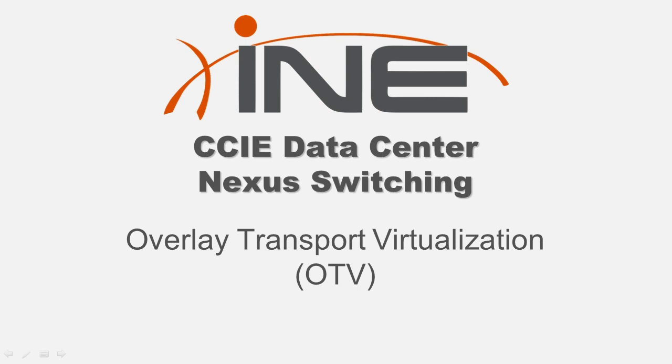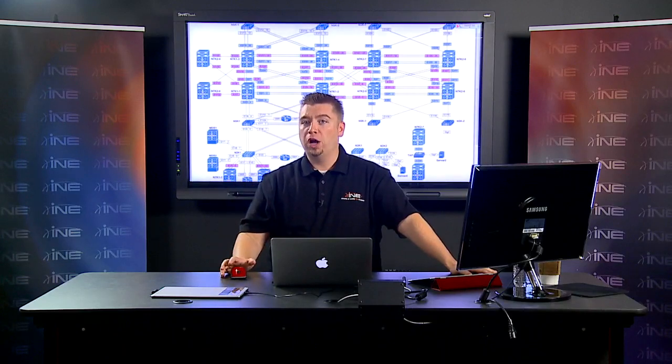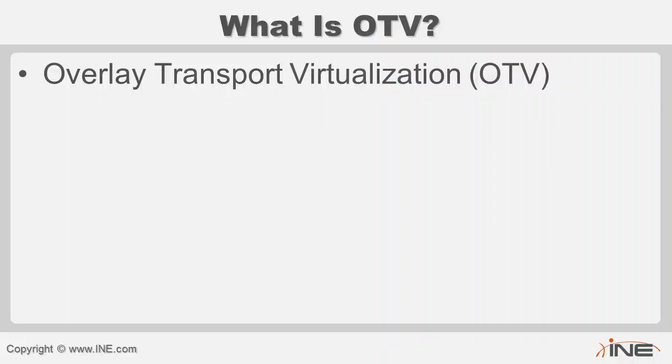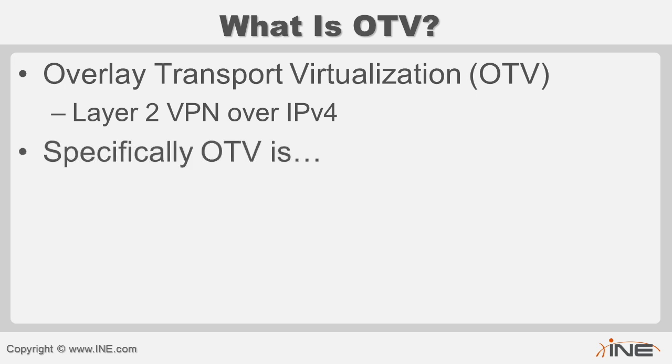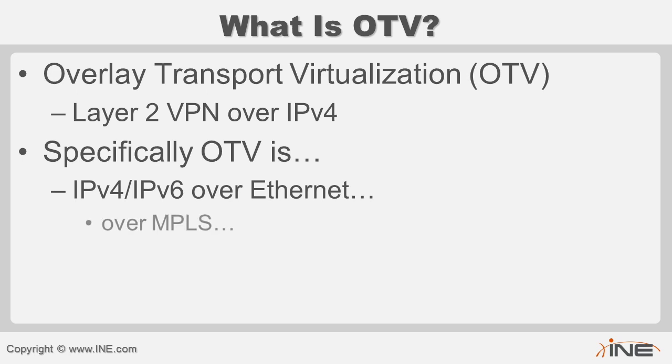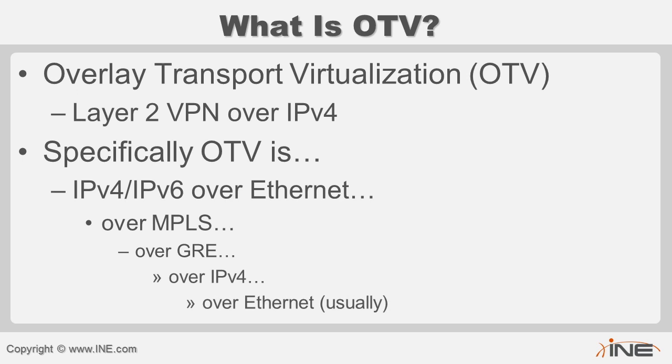In our next section, we're going to be talking about Overlay Transport Virtualization, or OTV, which is a Layer 2 data center interconnect technology. Now, the first thing we need to know, like the other protocols that we've been talking about during this class, is what is OTV and why would you want to use it? Basically, at its core, OTV is essentially just a Layer 2 VPN that is running over IPv4. Specifically, OTV is actually an IP or IPv6 over Ethernet, over MPLS, over GRE, over IPv4 tunnel.